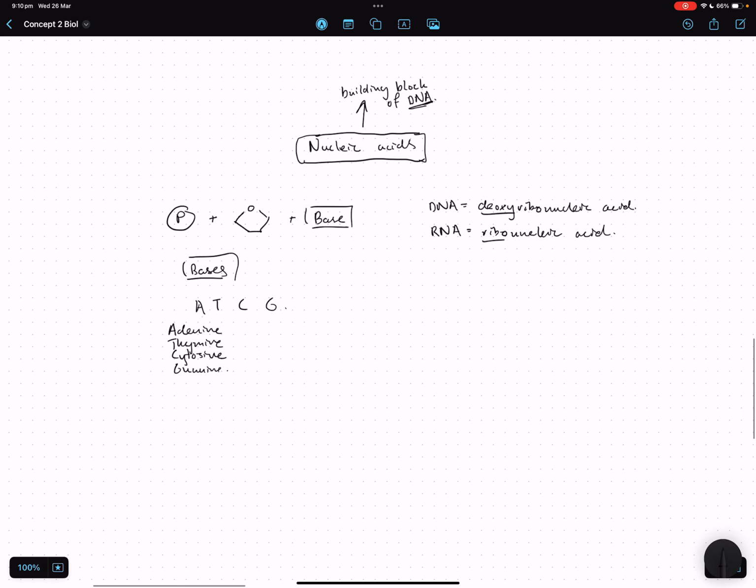So these are for DNA. And then for RNA, they have all the same, except it's A, U, C, G. So U is uracil. It's a thymine analog. So it's very similar, but it's what RNA uses. That's as good as I can explain that. So these come in pairs, basically.